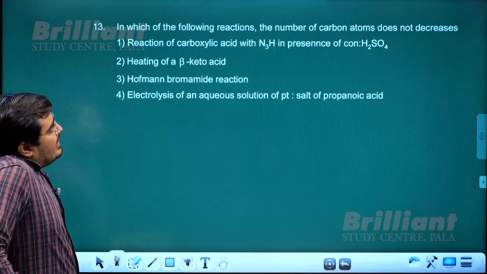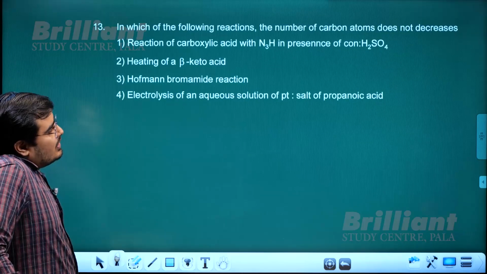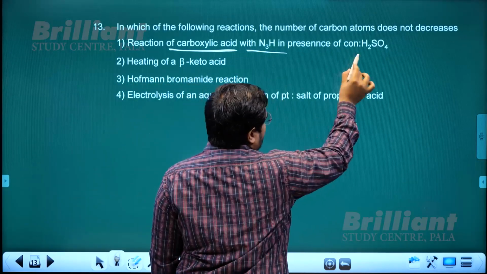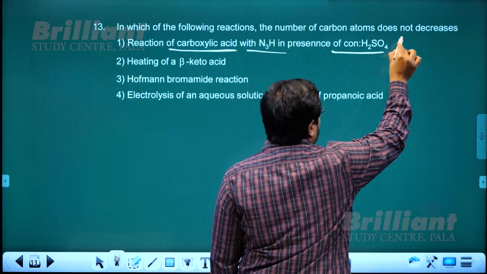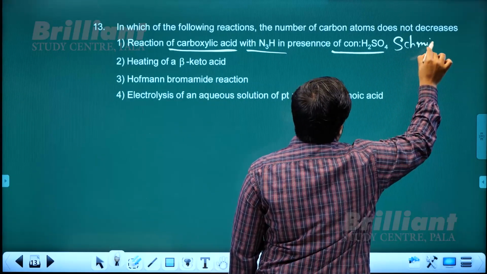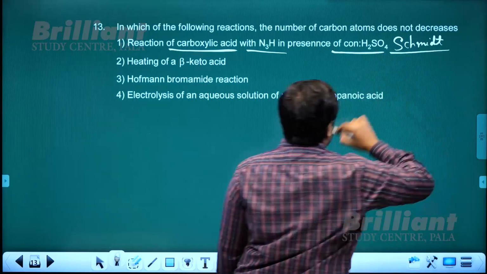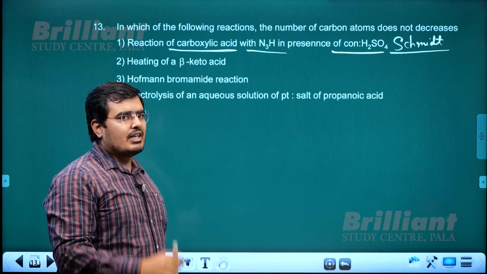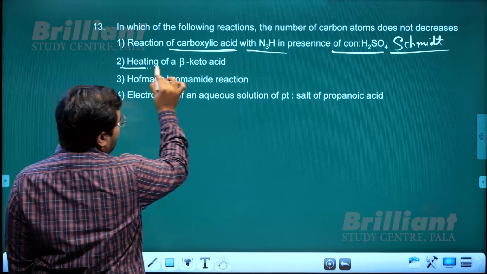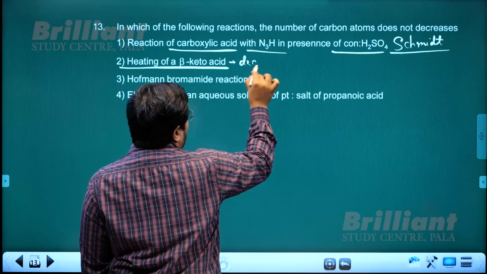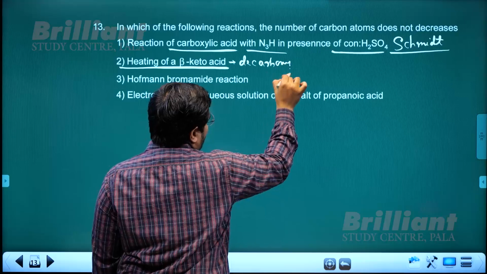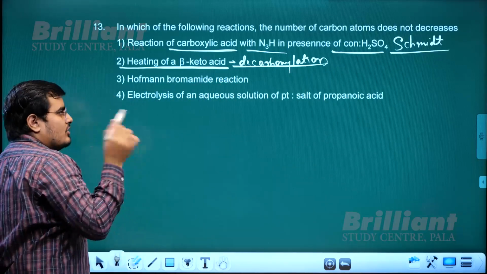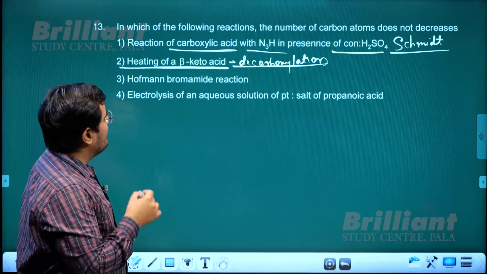Next is, in which of the following reactions does the number of carbon atoms not decrease? Reaction of a carboxylic acid with hydrazoic acid in the presence of concentrated sulfuric acid is the Schmidt reaction. If you remember, the Schmidt reaction is used for the formation of a primary amine from a carboxylic acid with one carbon less. Heating of a beta keto acid leads to decarboxylation. I have discussed the mechanism in detail also. So in this case also, decarboxylation happens and you will get one carbon less.